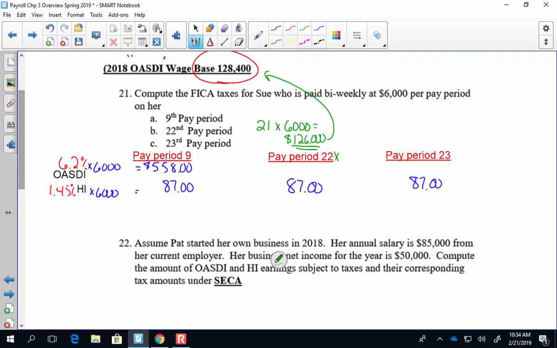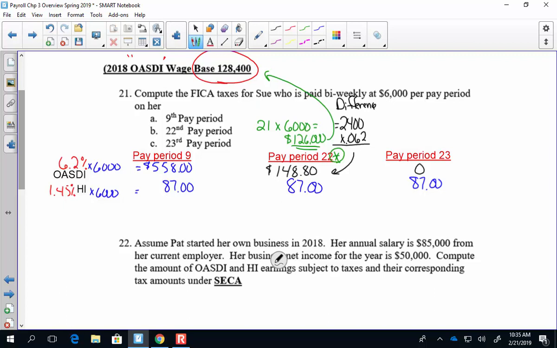Well, guess what? On payroll 22, when she gets her $6,000 of gross wages, 2,400 is subject to the tax. So this is tricky. Sometimes students want to take the amount above the 128.4. I want the amount below the 128.4. So this 2,400, the difference here, is subject to the Social Security tax at 0.062. If I multiply that, that becomes the amount of $148.80.